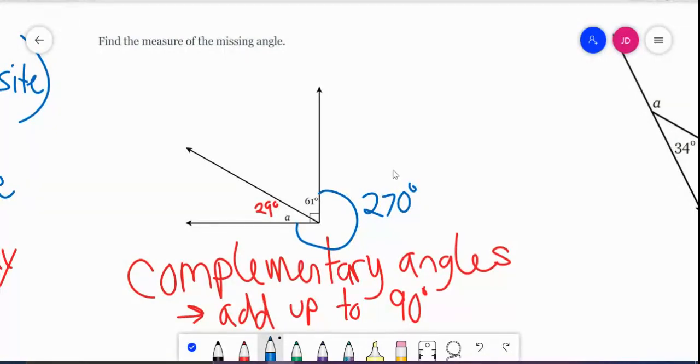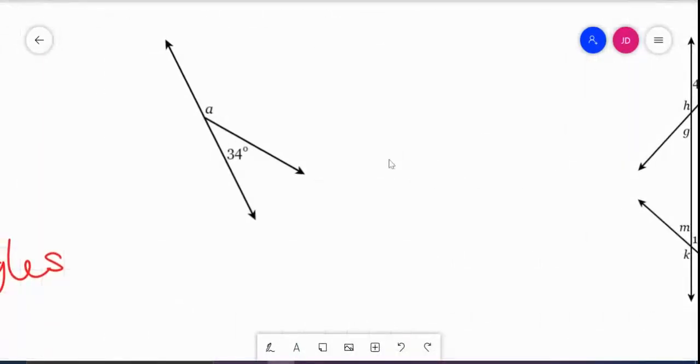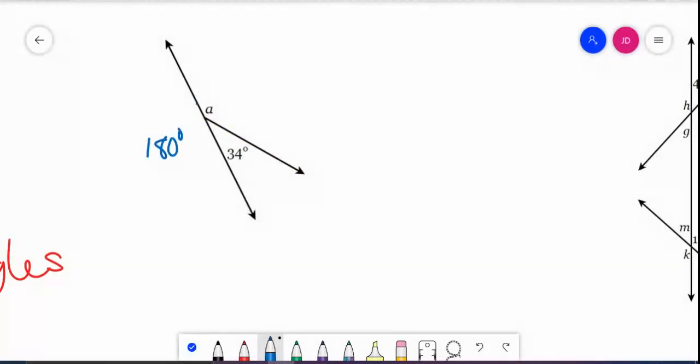Let's look at the next one. We have a straight line. We know that's 180. Again, these are adjacent angles right here. They share a common ray. That's the common ray they share. We know this whole thing right here is 180 degrees. It's tough to write sideways, so I'm going to write it like this. So I know that's 180 degrees.